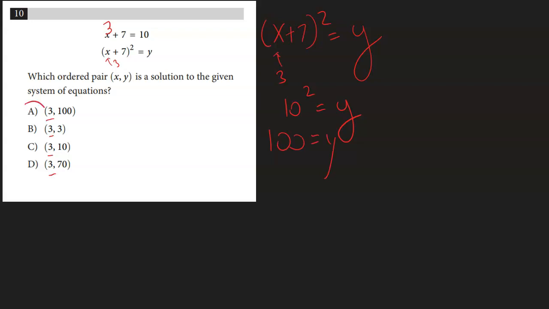All right, number 10. Which ordered pair x, y is the solution to the given system of equations? All right, looking at the answer choices, I can pretty much see that the x is 3, so we don't have to worry about that because we know it's true because if we plug 3 into that, 3 plus 7 equals 10. So all we need to do to find y is plug 3 there. So we could do x plus 7 squared equals y, plug in 3 for that. And we know that 3 plus 7 would be 10 squared equals y, and 10 squared is 100 equals y. And so that's how they find answer choice A.